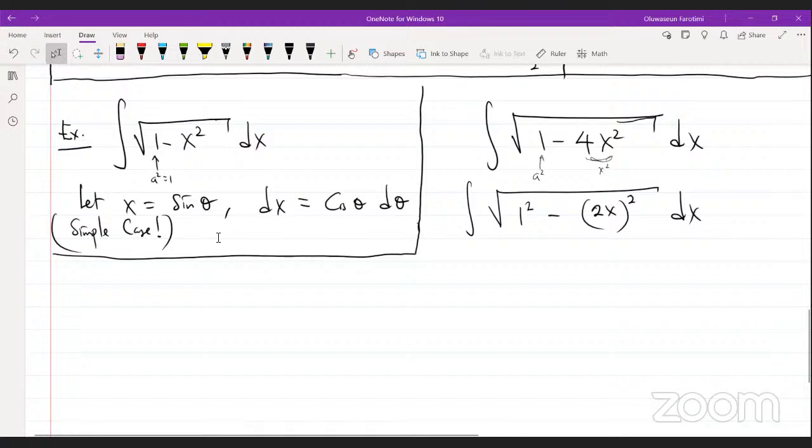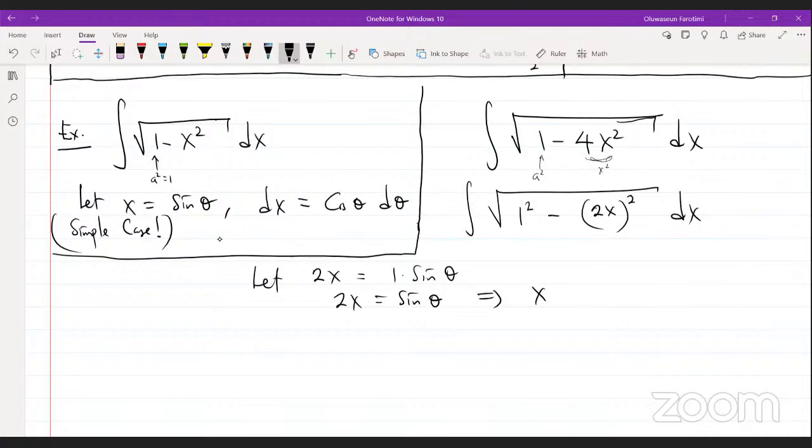Okay, so what do I do here, guys? That's the question. What I have here is like my x, so my substitution is going to be: let 2x equal 1 times sine theta. That means 2x is just sine of theta. And what is x, guys? x is just going to be 1/2 sine theta. So now you're going to plug in x.